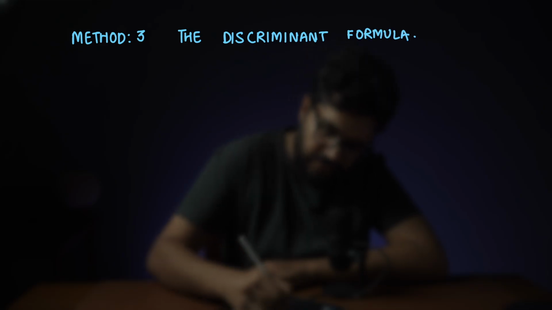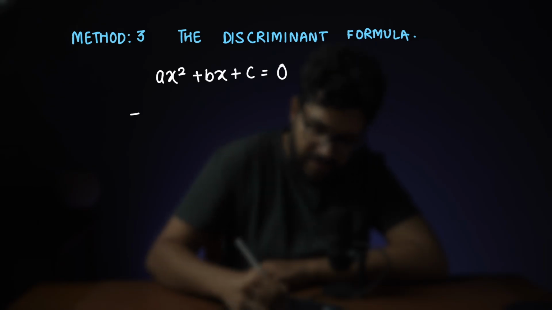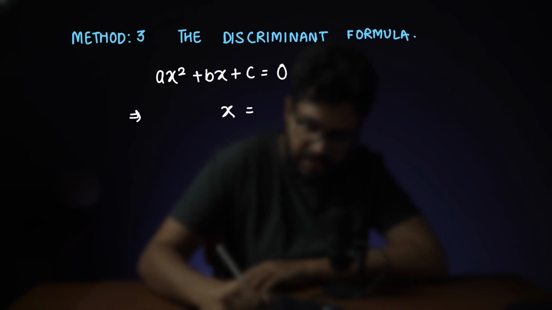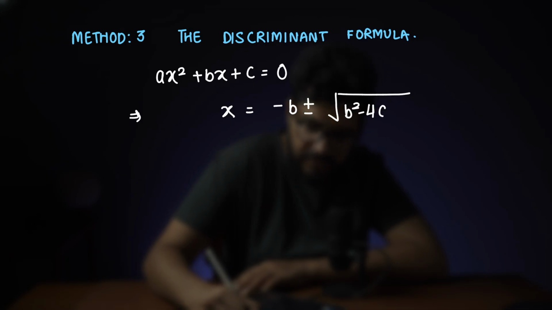Now we will discuss method 3, the discriminant formula. This is one of the most powerful methods in mathematics. So if we have a quadratic equation ax squared plus bx plus c is equal to 0, we can directly find the solution by using this formula: x equals minus b plus or minus the square root of b squared minus 4ac, divided by 2a.